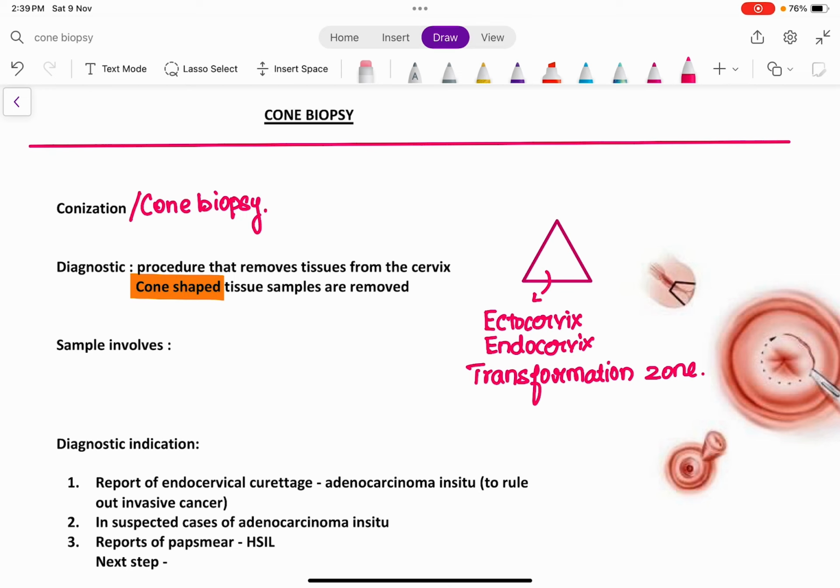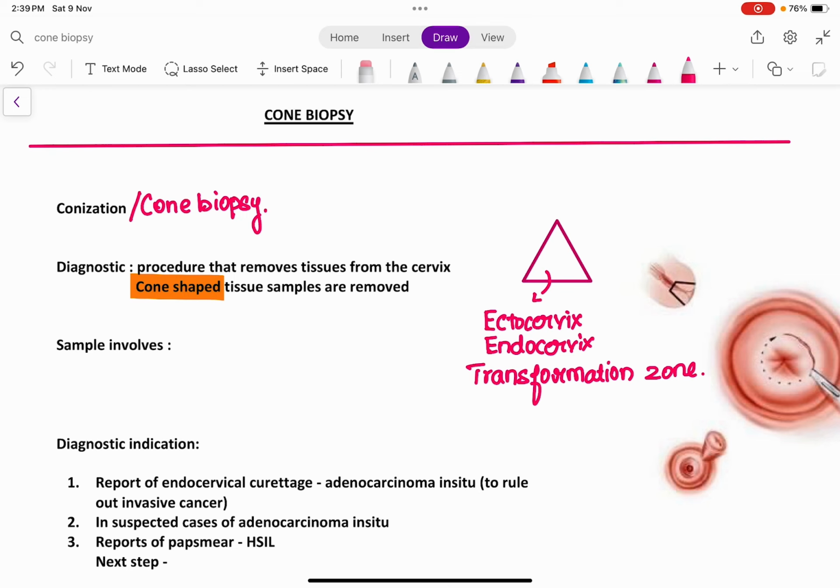So in this module, we'll be dealing with cone biopsy, right? In the previous module, while we were discussing the gynecological procedures concerning the cervix, we discussed the pap smear, which is a screening test, followed by colposcopy, and we dealt with the endocervical curettage. In this module, we'll be dealing with the cone biopsy. So let's start discussing this topic.